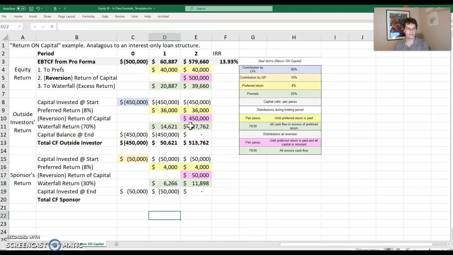Same thing with our sponsors' return. They put $50,000 in the pot right away. They earned $10,266 between the pref and the waterfall. And in the final period, they earned $65,898, again, from the preferred return, the return of the capital, and the waterfall. So let's calculate their IRRs.